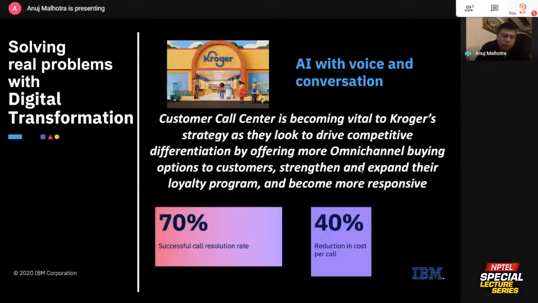Let's go to another one here now. This is Kroger. We were doing some work with this chain of stores in North America. And when we were doing this work, this is pre-COVID actually, we were looking at the fact that they had lots of call centers.